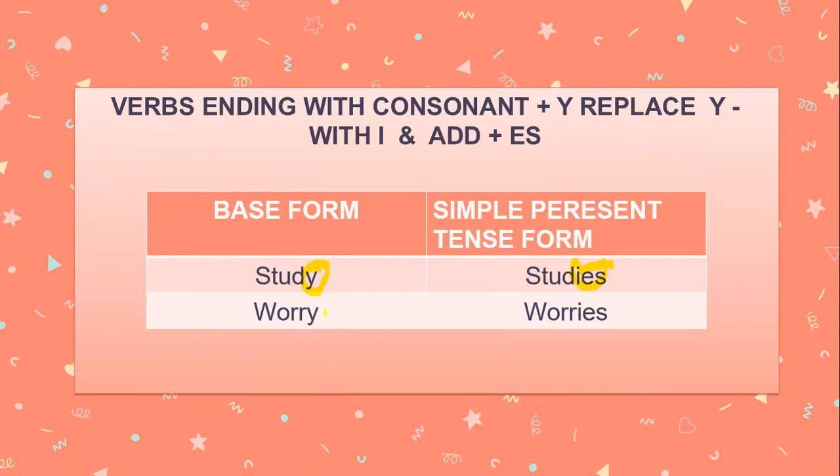Again here, worry, that is ending with y. We have to replace the y with ies. So it becomes worries. I hope you are understanding this.